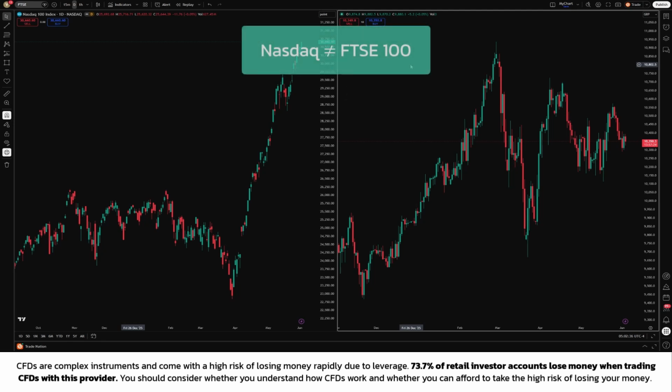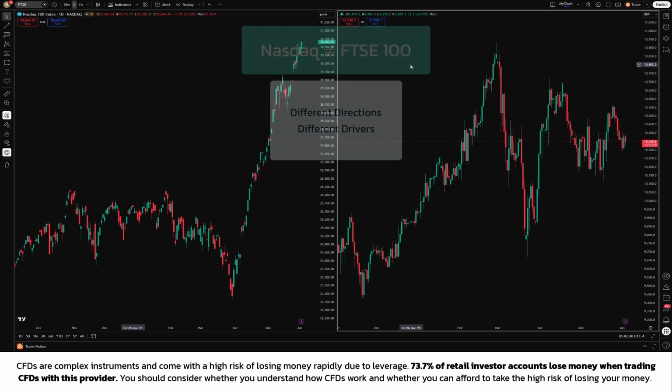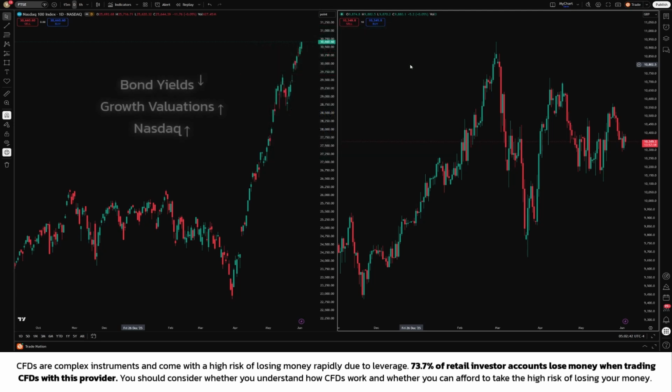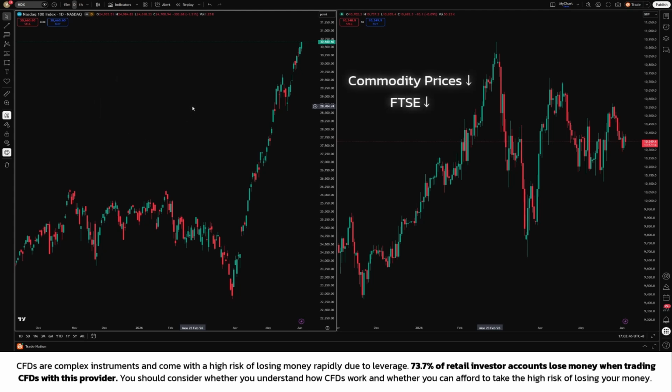This is why the Nasdaq and the FTSE can move in different directions on the same day. A fall in bond yields may support the Nasdaq because it helps growth valuations. At the same time, weaker commodity prices, pressure on banking shares, or a stronger pound could weigh on the FTSE.